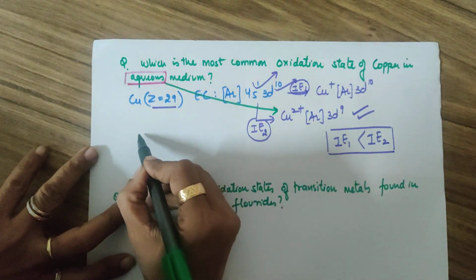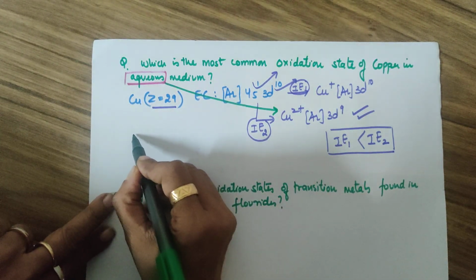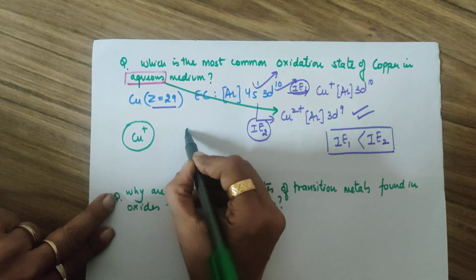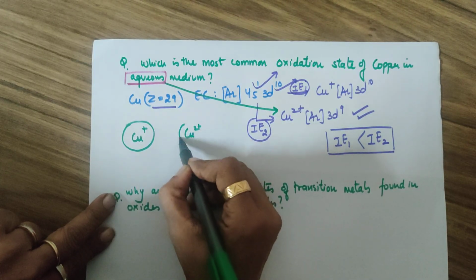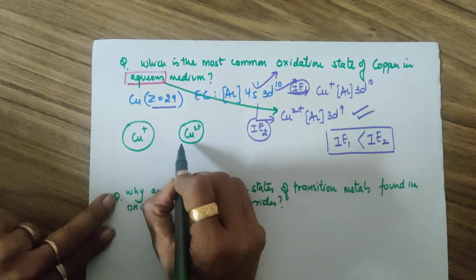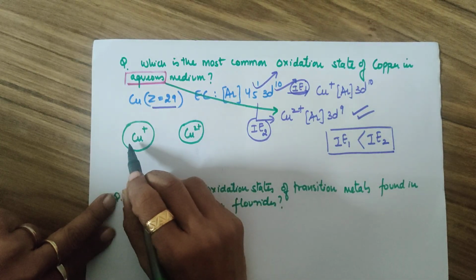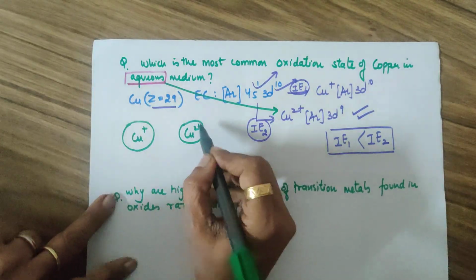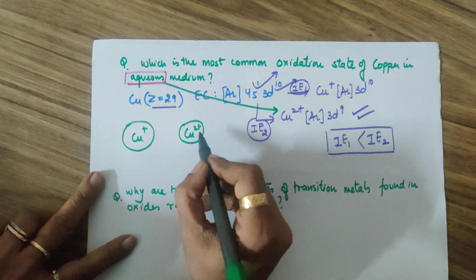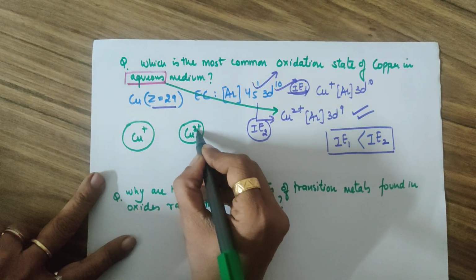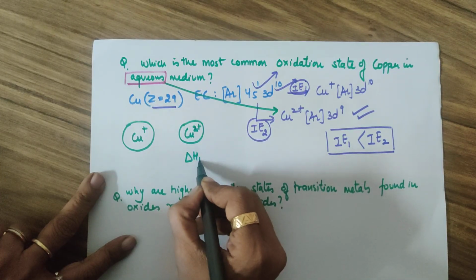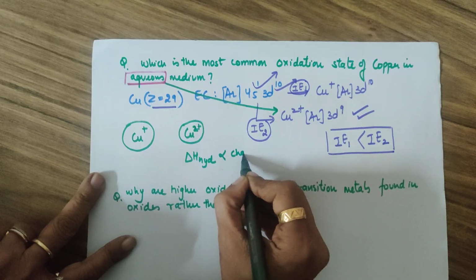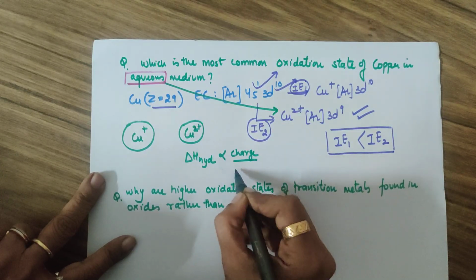You very well know, if I talk about copper, as you go to copper 1 plus, the size decreases. If you go to copper 2 plus, the size further decreases. Sizes of cations are lower than the parent atom, so the more electrons lost, the more size goes on decreasing. If the size is less, then the hydration energy is more. There is something called enthalpy of hydration, which is directly proportional to charge upon radius.